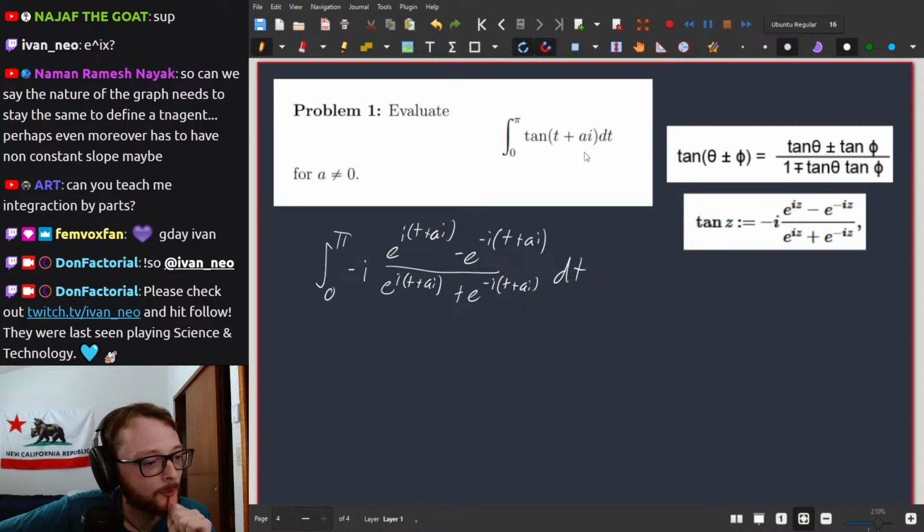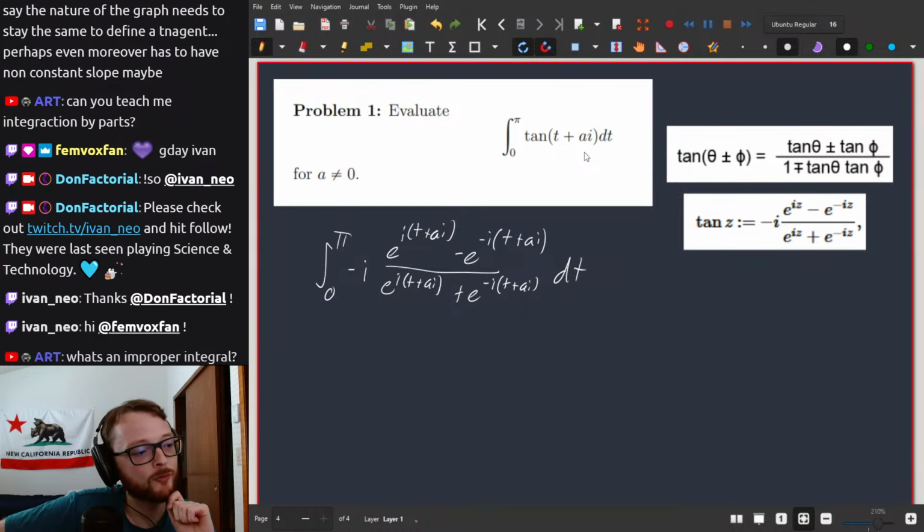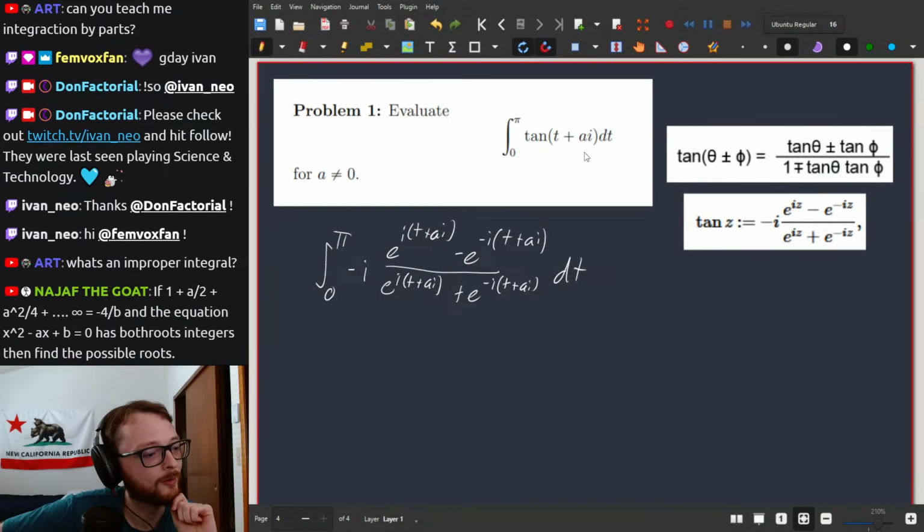Naman says, so can we say the nature of the graph needs to stay the same to define a tangent? It's okay if the slope is constant, Naman. It just needs to not do anything crazy. Like, it shouldn't jump, and it shouldn't have a sharp corner. Other than that, you can pretty much always find a tangent.